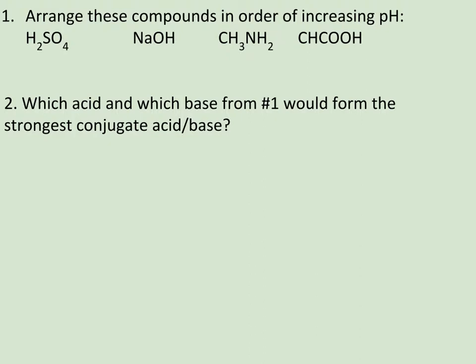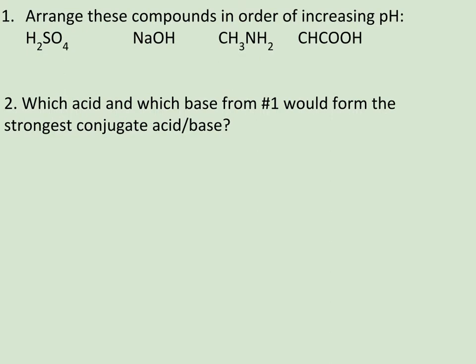So the strongest acid out of this group is H2SO4. That would have the lowest pH. My weak acid in this group is CH3COOH. That's my clue. It's a weak acid. My weak base is CH3NH2. It's got that amine group or a variation of it. So that's going to be a weak base. And then my strong base will have the highest pH, and that's NaOH.